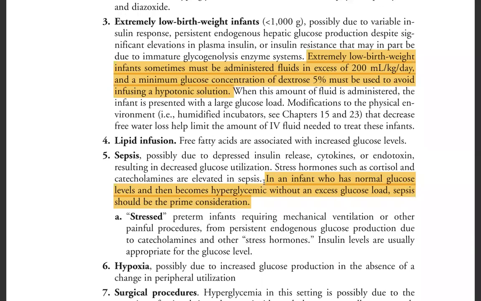So the clue is, suppose a baby is not receiving any excess glucose load, you are giving a normal glucose GIR of 3, 4 or 5, and still you are getting hyperglycemia. Persistently you are getting hyperglycemia, 150, 200. So always think of sepsis. Okay. So sepsis should be your prime consideration in such an infant.